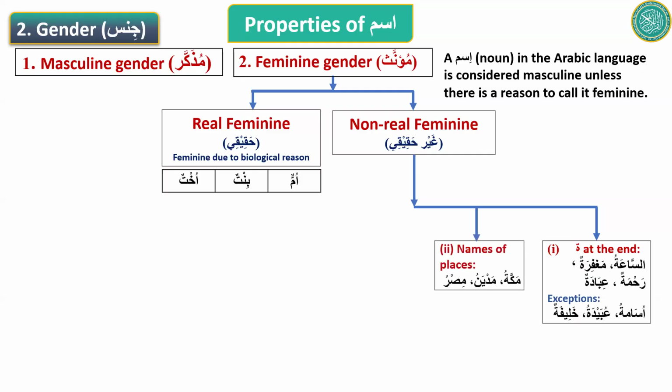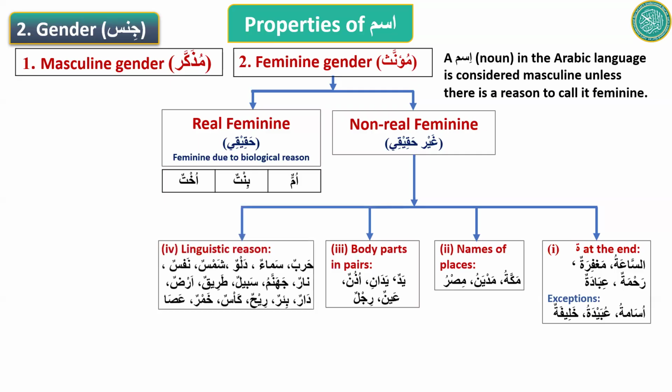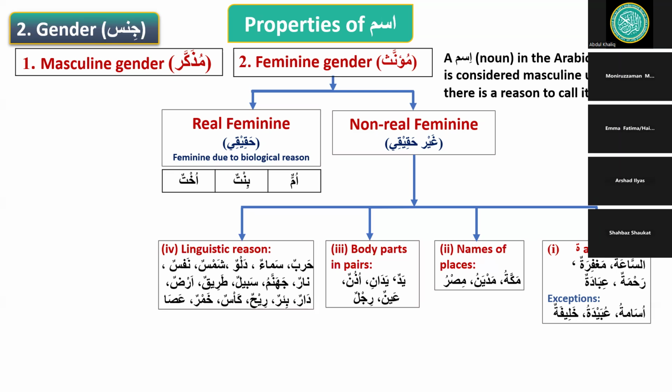Names of places are all feminine. Body parts in pairs are all feminine, like hand, eyes, ear, because they are in pair. And there are some words we have to memorize, like harbun, samaun, dalvun, shamsun, nafsun. These words are feminine because Arabs treat them as feminine, so they are feminine for linguistic reasons. There is no rule we could apply to identify if they are masculine or feminine. They're just feminine because Arabs treat them as feminine.